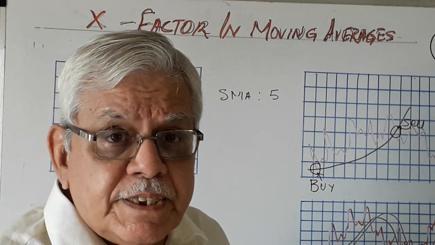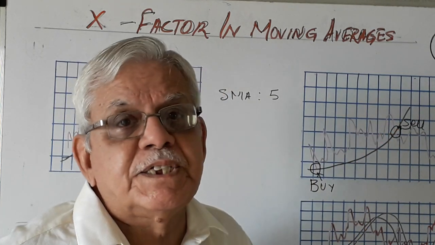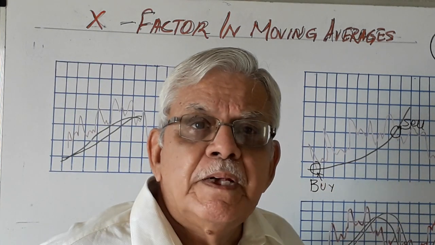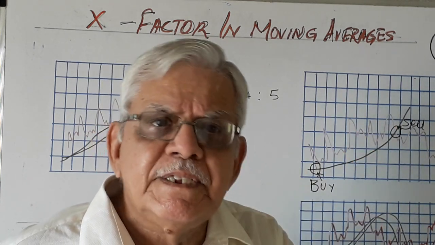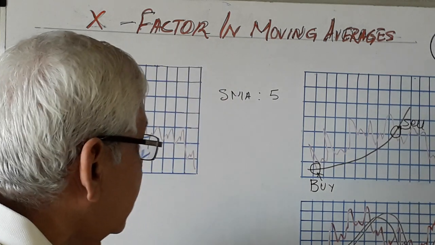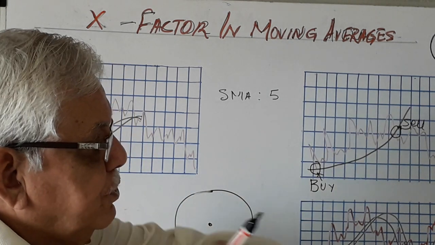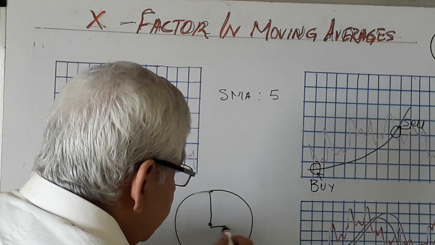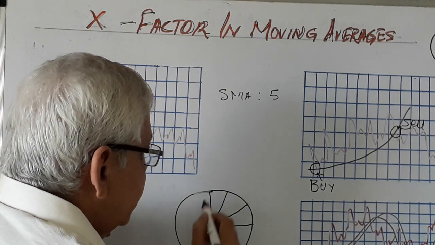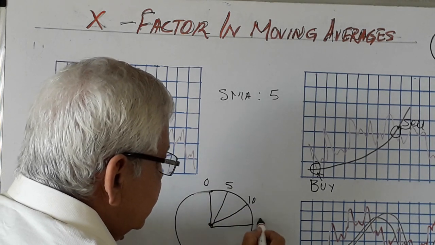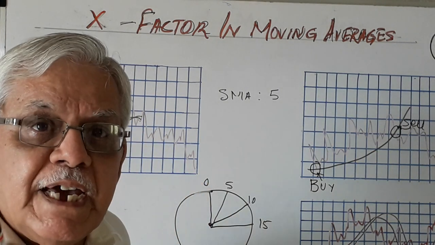Now, in other words, you can say this is the buying price or the support level and this is the resistance level. Friends, you know, once the price cuts the moving average, please exit. Because as we had seen earlier also, supposing this is the wristwatch, see, this is 5 minutes, 10 minutes, and this is 15 minutes in a wristwatch. Okay, now you have put moving average of 5.